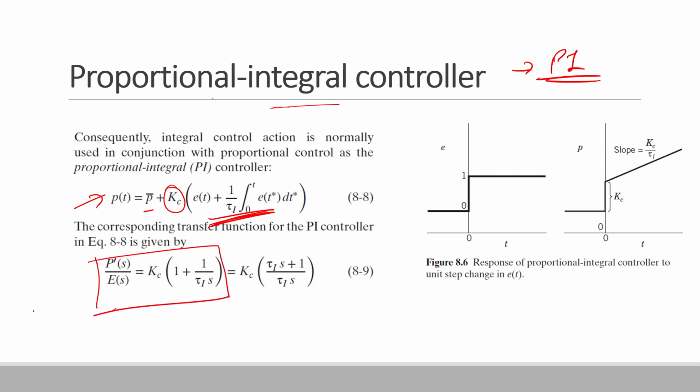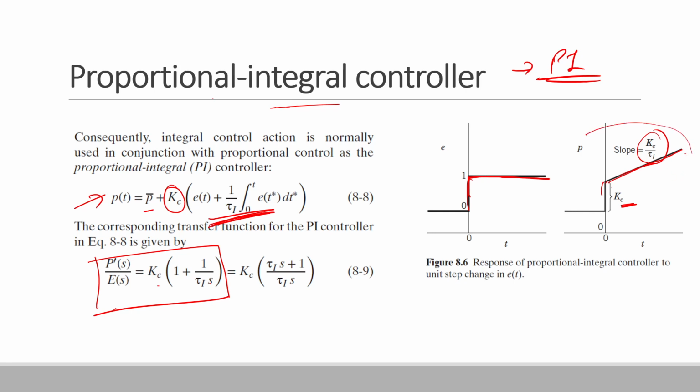Now we can take the Laplace transform of these equations and find the transfer function corresponding to this PI controller. If we want to study the response of the PI controller, we can see it from this graph. This is the error signal, that is, our change in the input. At time equal to 0, I introduce a step change in the error, and corresponding to that we can see the output. As soon as the error changes, due to the presence of the proportional controller, the response will shift by the magnitude of Kc depending on the controller gain, and then the response will keep rising with a slope of Kc upon tau I, and it will keep increasing.